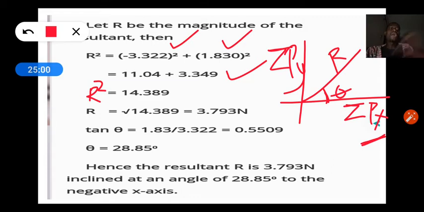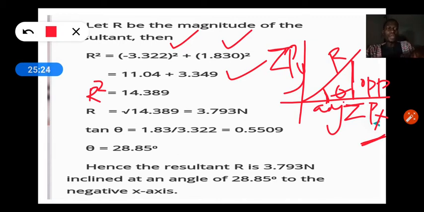Okay, so I have 3.793 newtons. How do I get my tan theta? My tan theta, of course, is opposite over adjacent. Look at it. This is my opposite, which is the vertical, and here is my adjacent. This is opposite and this is adjacent. Okay, so opposite over adjacent.